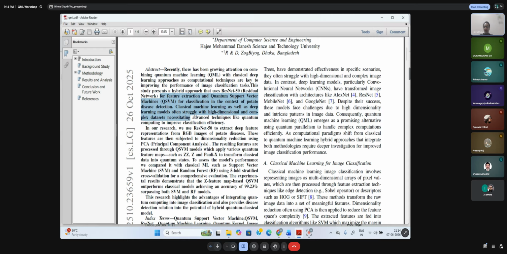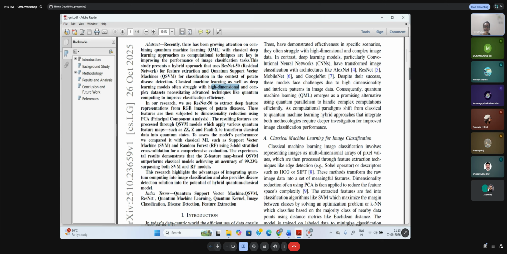Classical machine learning as well as deep learning models struggle with high dimensional and complex datasets, necessitating advanced techniques like quantum to improve classification accuracy. What they are saying is that classification has been affected by high dimensional data. Obviously, we don't take high dimensional data. We do feature extraction and the features get reduced, and by creating a neural network we further reduce the features. We only take relevant features by creating such an architecture. Here they are saying they struggle with high dimensional data, therefore use quantum. Obviously quantum cannot work on high dimensional data.